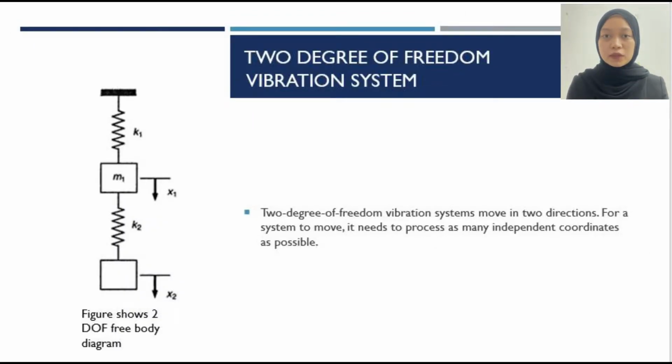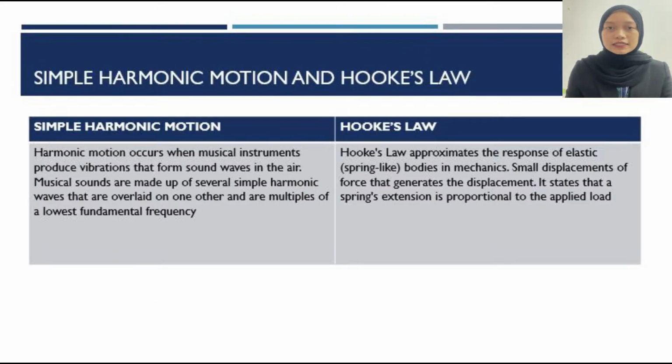For a system to move, it needs as many independent coordinates as possible. The 2 degree of freedom vibration system moves in two directions. Simple harmonic motion occurs when musical instruments produce vibration that forms sound waves in the air.